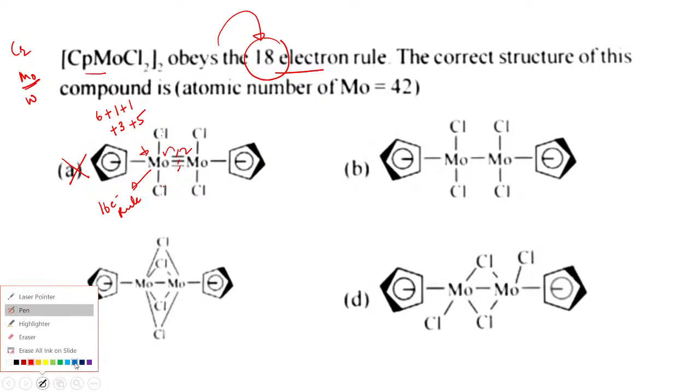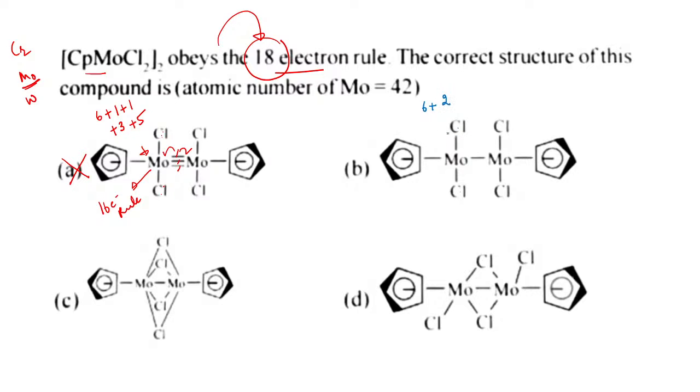Now let's go to option B. We are explaining this question in an elaborate format so that you can clarify your doubts and revise this topic. So again 6 electrons from this metal, and then you have 2 chlorine ligands, so 2 electrons from 2 chlorine ligands, then again a hapticity 5 ligand and one metal bond, so plus 1. So 6 plus 2 is 8, 8 plus 5 is 13, and 14. So this is a 14 electron system, so definitely we can cancel out option B.